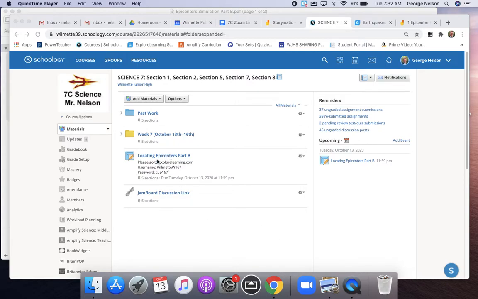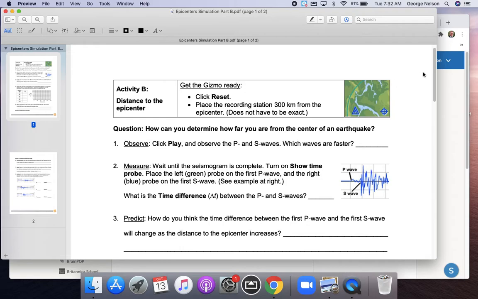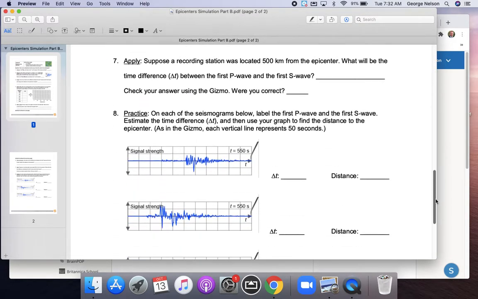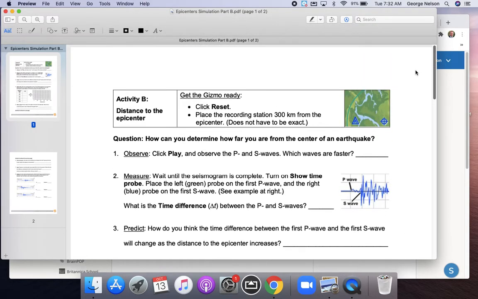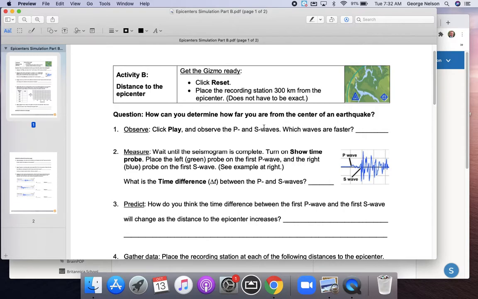We're going to continue working today on locating epicenters, part B. It was a little, hopefully it wasn't too confusing. Just 2 pages for us to do today. Our big goal today is to determine how far you were away from the center of an earthquake using these seismographs again.